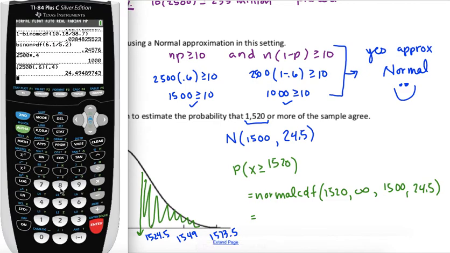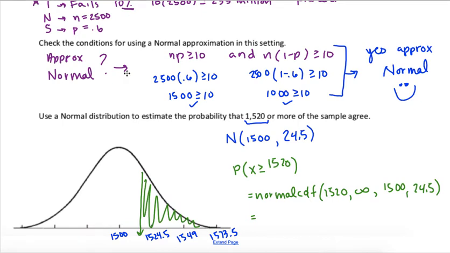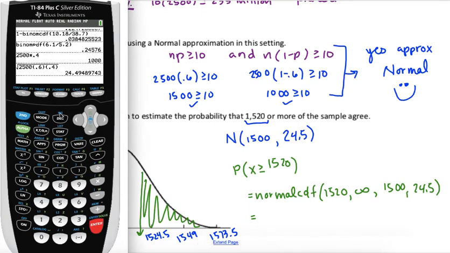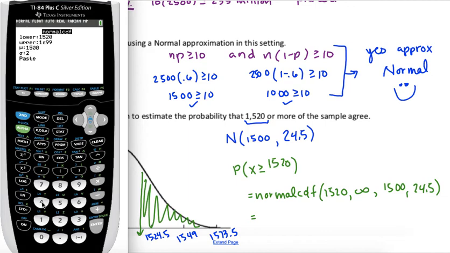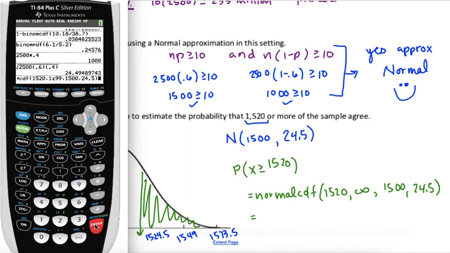So on my calculator, now I can go to my distribution menu, just like we've been doing for a long time here, and we can do our normal distribution. Second distribution, normal CDF, there at the top, and we have 1,520, and then we have our really big infinity number, 1,500 and 24.5. And we get a probability of about 20.7% here.